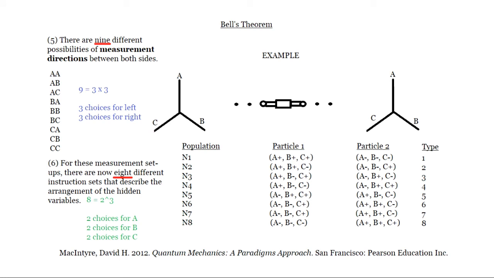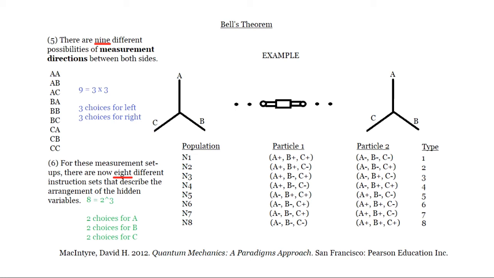Step 5 is to start doing some combinatorial reasoning. So combinatorics is just the area of math in which we consider different combinations of possible states of affairs and enumerate the different possibilities that could occur. So there are going to be 9 different possibilities of measurement directions between both sides. Why 9? Well, you could measure both sides being A, the left side being A, the right side being B, the left side being A, the right side being C, left side being B, right side being B, left side being B, right side being C, C, A, C, B, and C, C. That makes 3 choices for the left of A, B, or C, and 3 choices for the right, of which, of course, 9 is equal to 3 times 3 in that sense.